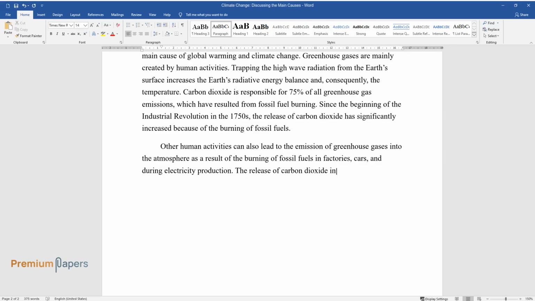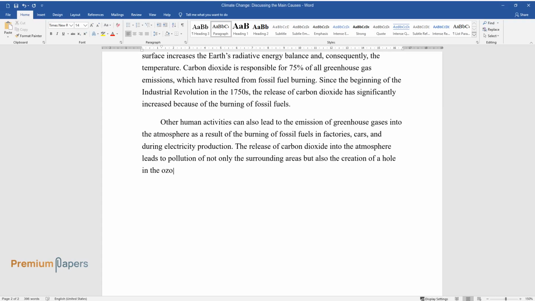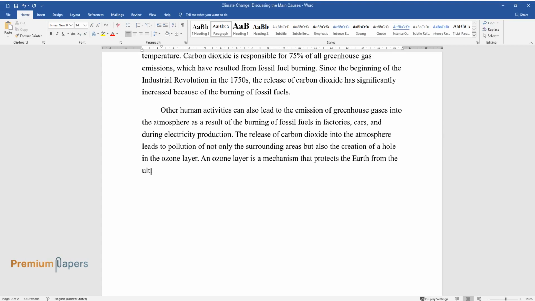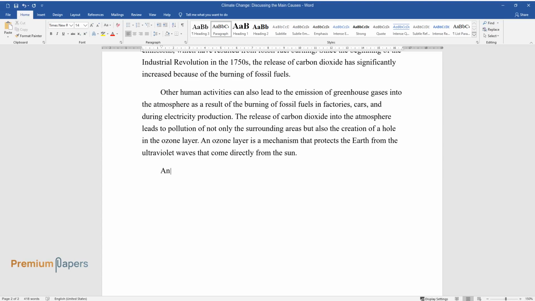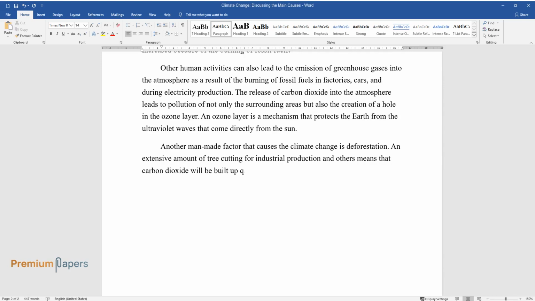The release of carbon dioxide into the atmosphere leads to pollution of not only the surrounding areas but also the creation of a hole in the ozone layer. An ozone layer is a mechanism that protects the Earth from the ultraviolet waves that come directly from the sun. Another man-made factor that causes the climate change is deforestation. An extensive amount of tree cutting for industrial production and others means that carbon dioxide will be built up quickly.